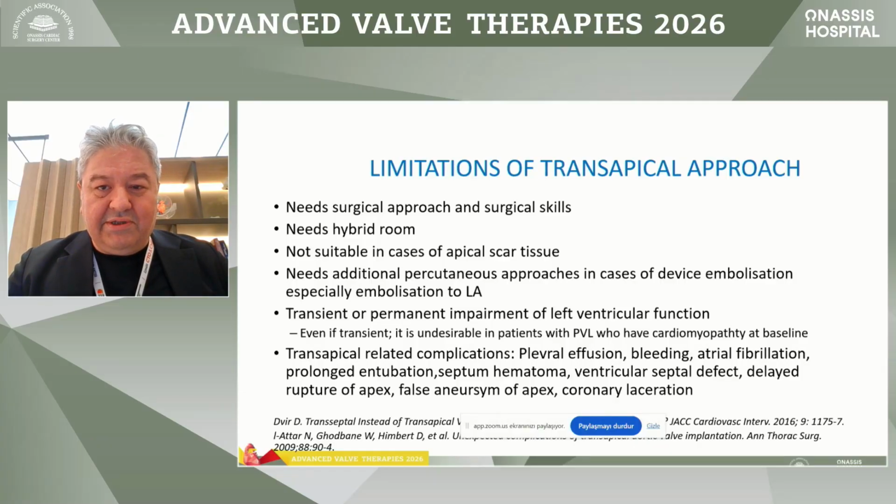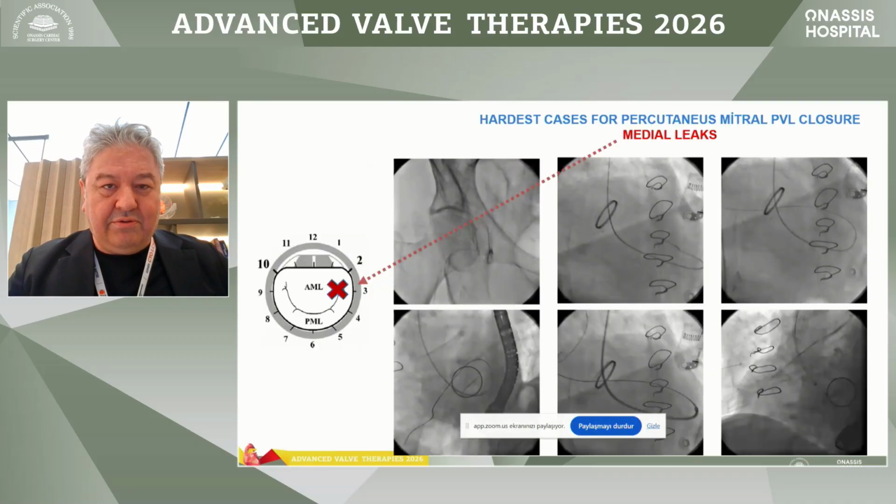The limitations of the transapical approach: we know that it needs a surgical approach and surgical skills, needs a hybrid room, and is not suitable in case of apical scar tissue. And I will also show the transapical-related complications.